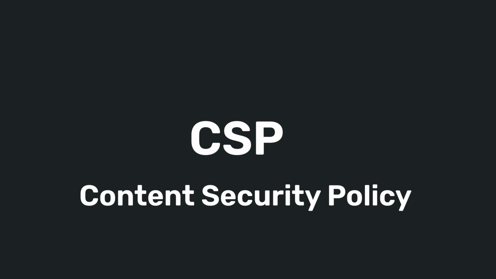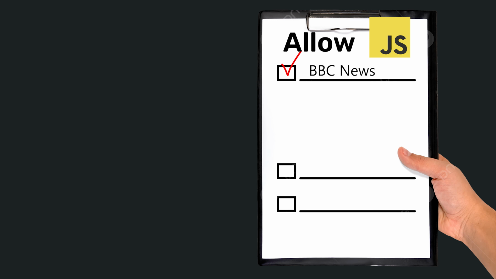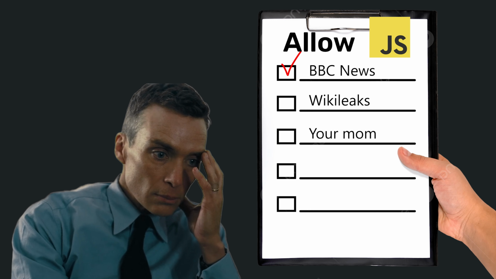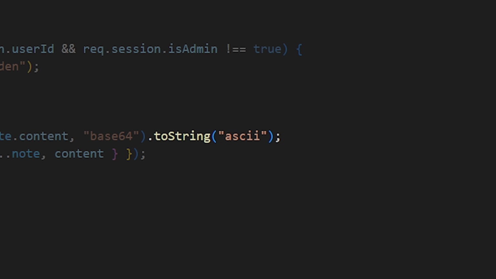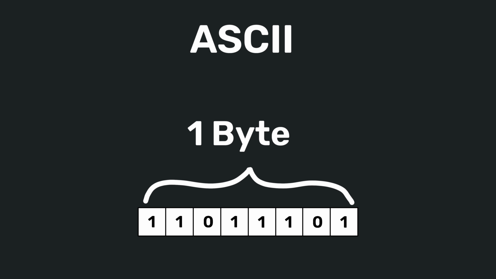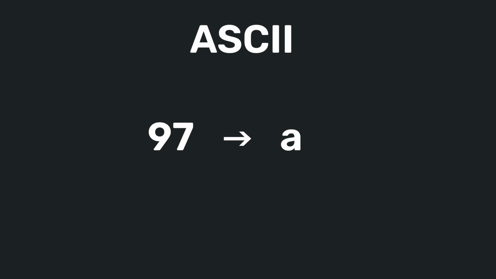Why? Because the site has CSP. Don't mix it up with SCP, that's a different thing. This means it only allows JavaScript from a whitelist of trusted sources. So how can we go around this? Well, first of all, we can notice that the website interprets your written text as ASCII, which holds 1 byte of information, basically a number between 0 and 255, and each number corresponds to a character, number, or symbol.